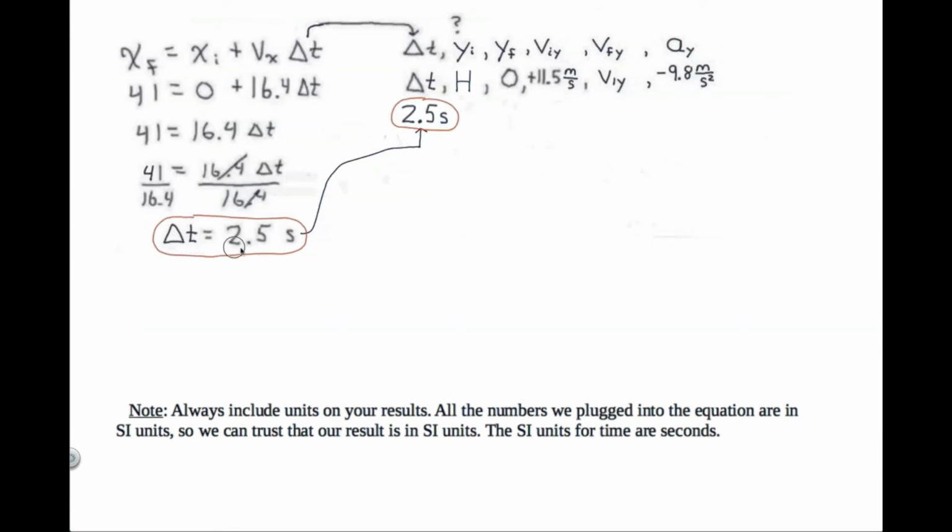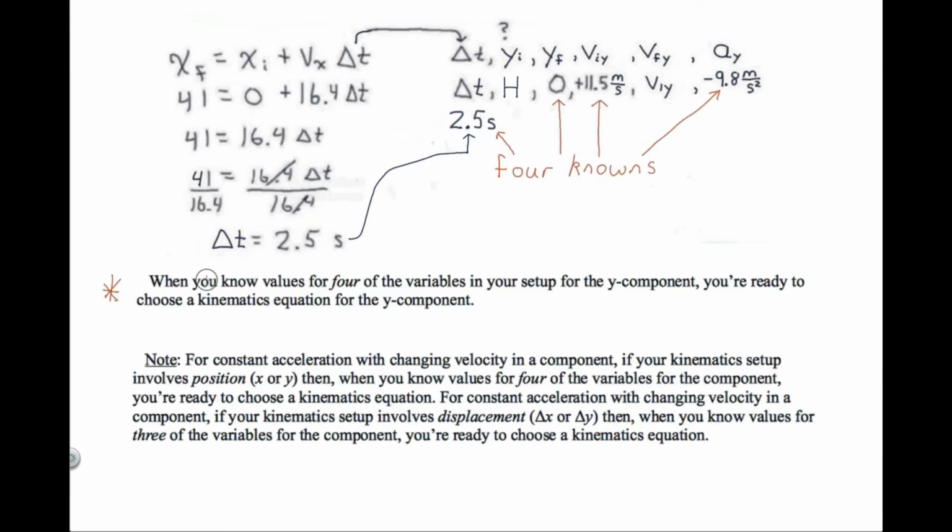We substitute the result for delta t that we determined from the x component into the kinematic setup for the y component. When you know values for 4 of the variables in your setup for the y component, you're ready to choose a kinematics equation for the y component. We do now know values for 4 of the kinematics variables for the y component. Delta t, y final, v initial y, and a sub y. So we are ready now to choose a kinematics equation for the y component.